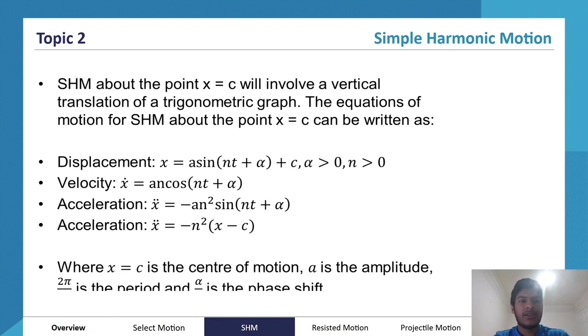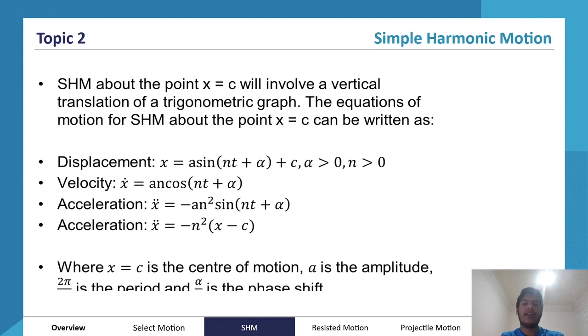Okay, so simple harmonic motion about the point x equals c will involve a vertical translation of a trigonometric graph. The equations of motion for simple harmonic motion about the point x equals c can be written as so. Again, the c doesn't really do much other than shift our motion to the left or right or up or down. It's just there to show that the center is no longer 0, it's at some value.